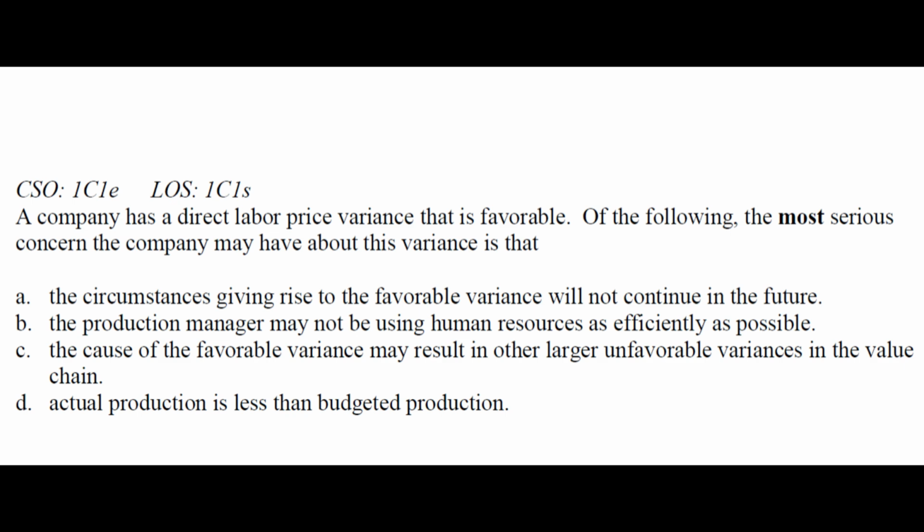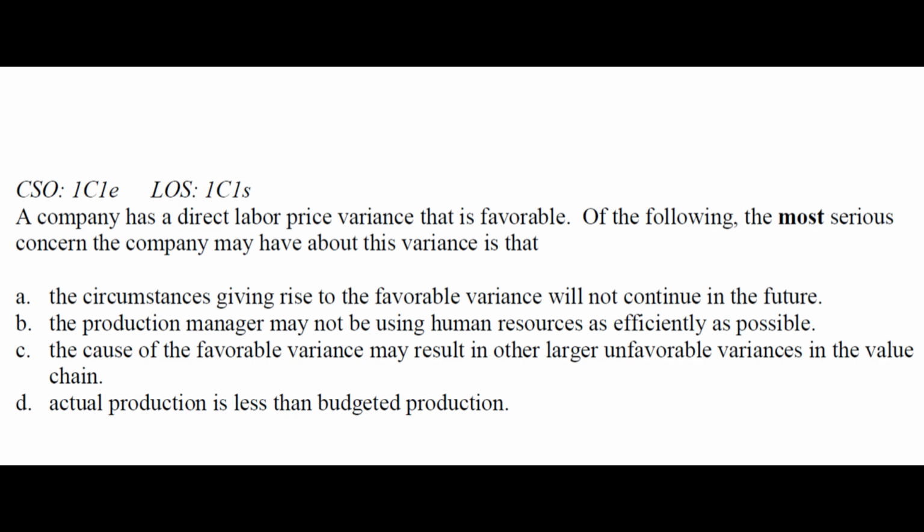For example, hiring lower-skilled workers may reduce wage costs but increase production time, material waste, product defects, customer complaints, or warranty costs. These negative effects may create larger unfavorable variances elsewhere in the value chain, outweighing the initial labor savings. Therefore, managers should investigate the underlying causes of favorable variances, rather than assuming they improve overall organizational performance. A. The circumstances giving rise to the favorable variance will not continue in the future. Incorrect. While this may be a concern, it is not the most significant issue from a management accounting perspective.